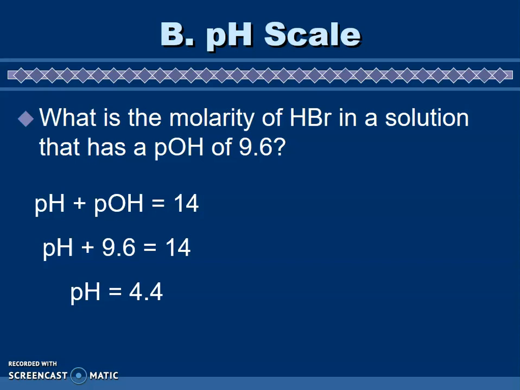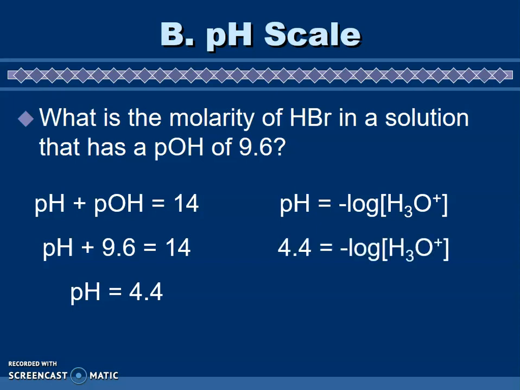Next, we're going to put that into our equation. pH equals the negative log of our acid concentration. We know the pH is 4.4. We don't know the concentration; that's what we're solving for. The first thing we have to do is get rid of the negative, so we divide both sides by -1, and that gives us negative 4.4 equals the regular log of the concentration, which is currently our x. Now we need to get rid of that log, so we have to do the opposite of the log.